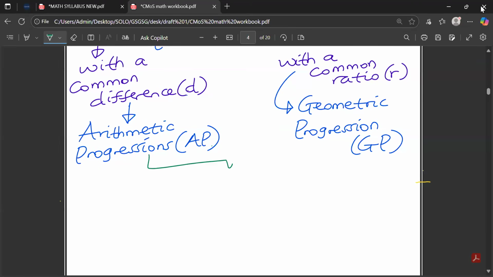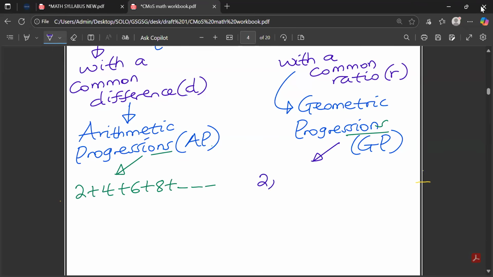That as you're writing any of those, because they are progressions or series, you're supposed to use what? Plus. So an example of what is having a common difference: 2 plus 4 plus 6 plus this plus the 3 dots. An example of what's having a GP common ratio: 2, 10.